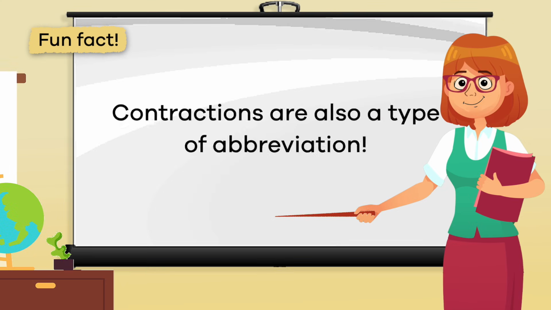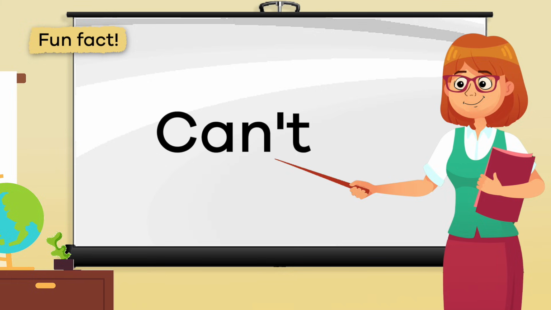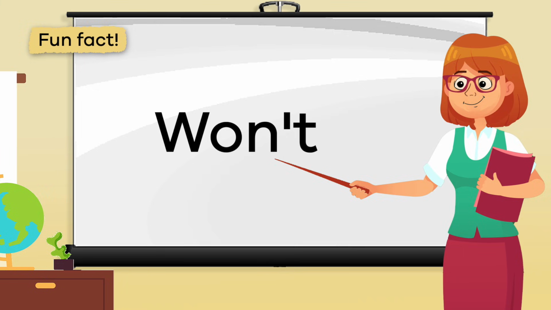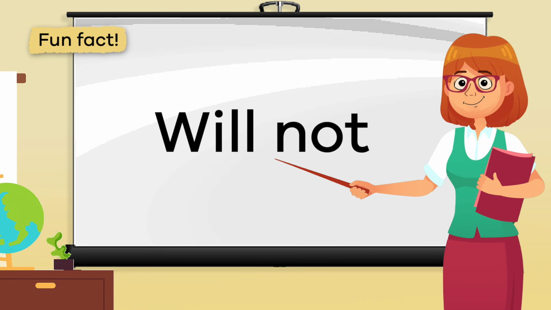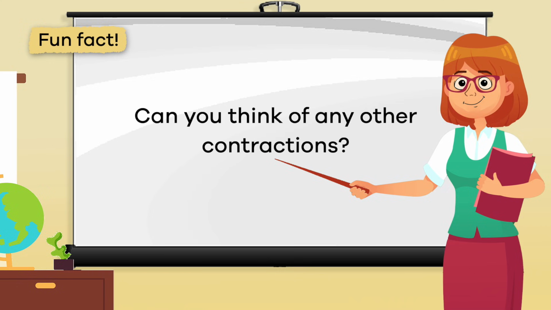Fun fact, contractions are also a type of abbreviation. Can't stands for can not. Won't stands for will not. And it's stands for it is. Can you think of any other contractions?